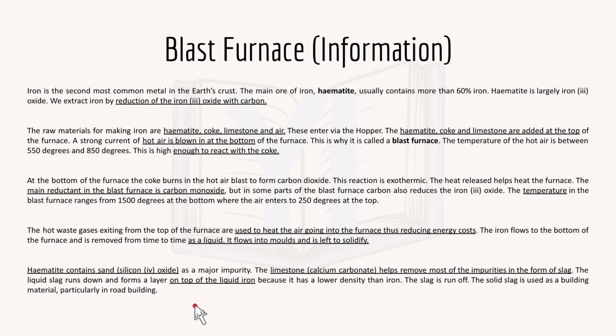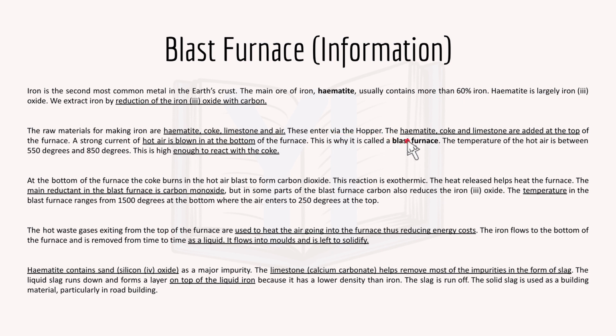So we'll move on to some information. I'll just skim through it. As we know, the main ore of iron is hematite, and we extract iron by reduction of iron(III) oxide with carbon. The raw materials for making iron are hematite, coke, limestone, and air. And these enter at the hopper, which we'll look into later.